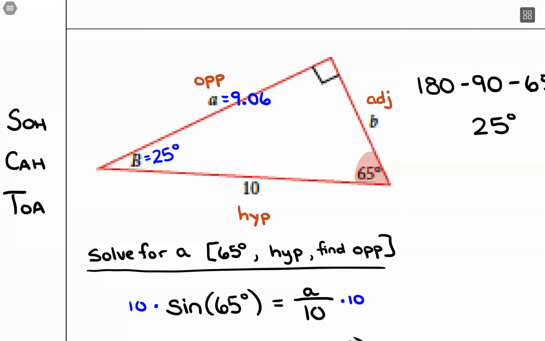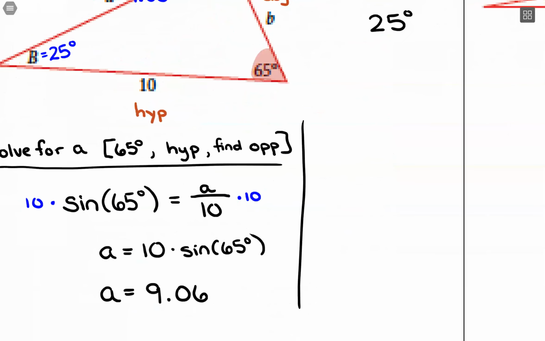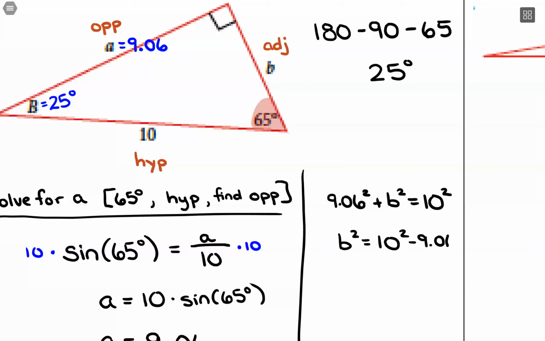Now, finding the third side length, we could go the trigonometry route. We could use cosine, or we could use tangent, because now we know opposite and hypotenuse and we want to find adjacent. Or you can just use the Pythagorean theorem. Now that we found those two side lengths, we have 9.06 squared plus our unknown side b squared equals 10 squared. So b squared is going to be equal to 10 squared minus 9.06 squared.